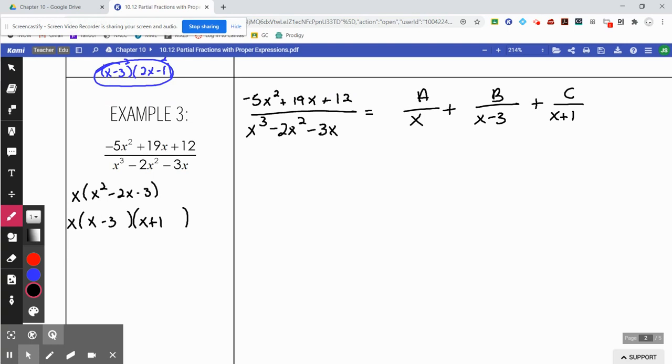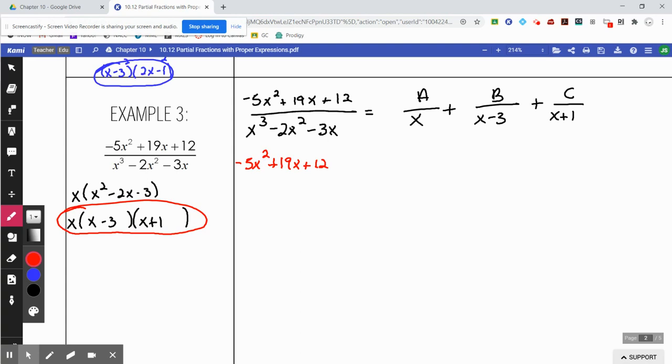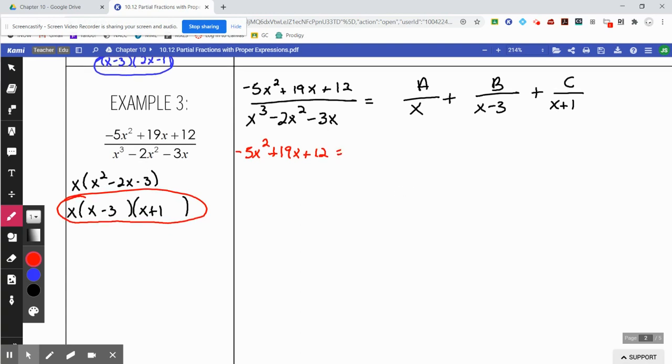Okay, now we're going to multiply through by our common denominator. On the left side, you're just going to be left with the numerator, negative 5x squared plus 19x plus 12. Everything else cancels. On the right side, the x is going to cancel here, and you're going to have the top times x minus 3 times x plus 1.